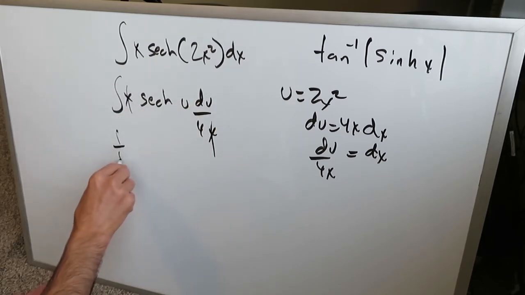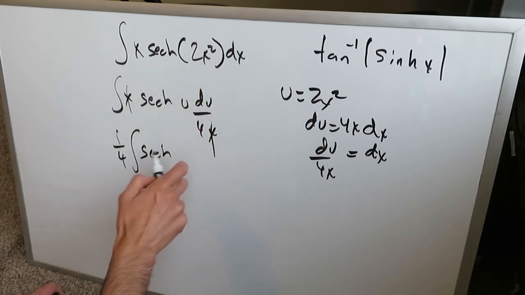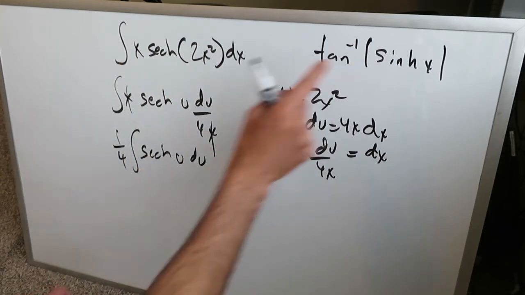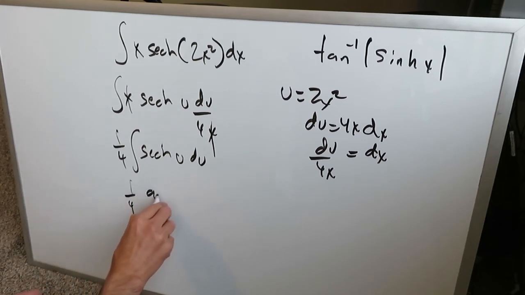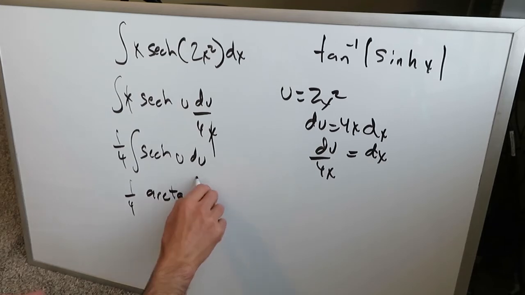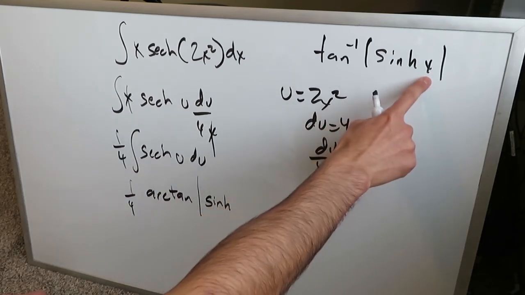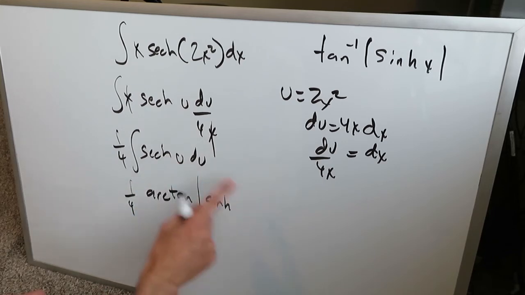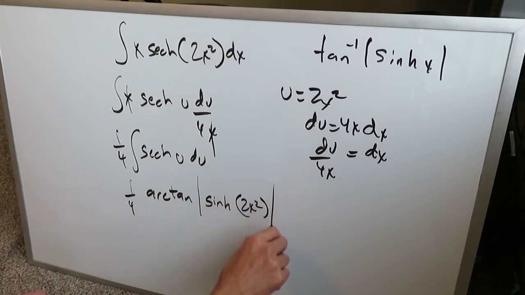You can bring the 1 over 4 out, and you essentially end up reducing the entire expression to just a single function, which will follow that scheme of antiderivative. You'll have 1 over 4, you'll have arctan, and you'll bring in the sinh as you're following, and the x will be replaced by the u, and the u will be replaced by the 2x squared, plus c, and that'll be your final answer. You could take the derivative of this entire expression and you could end up right over here.